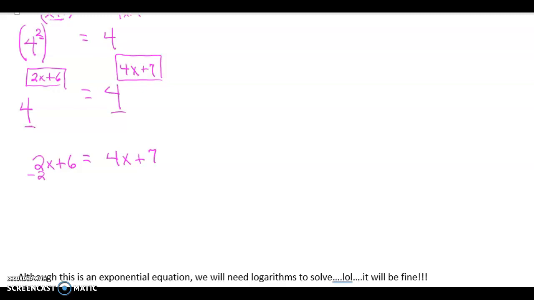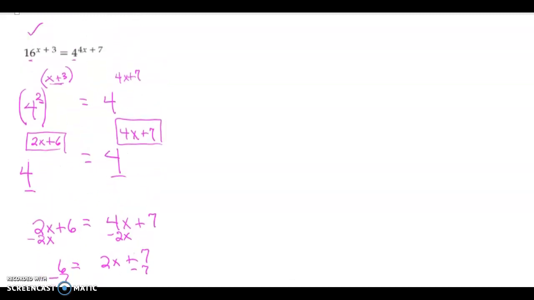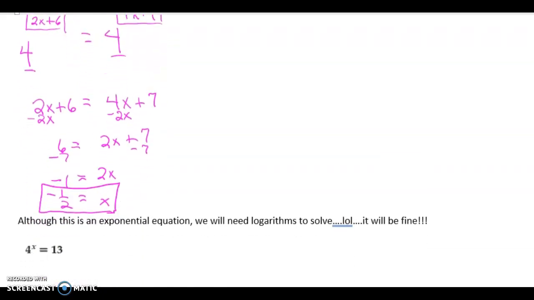I would subtract 2x from both sides first. That would give me 6 equals 2x plus 7. Subtract 7. That would give me negative 1 is equal to 2x. And divide by 2, and I get negative 1/2 is equal to x. You should plug that back into the original problem, and the left side should equal the right side, and it does.